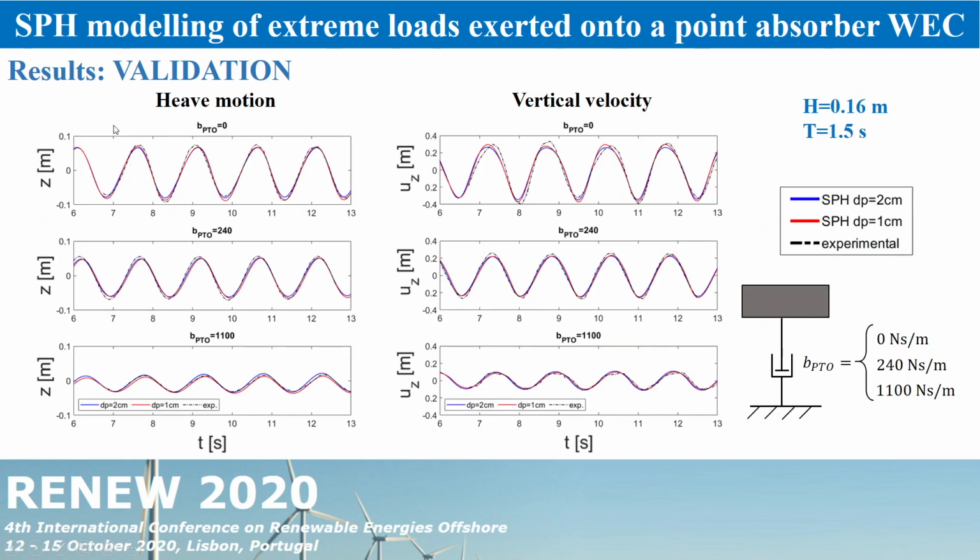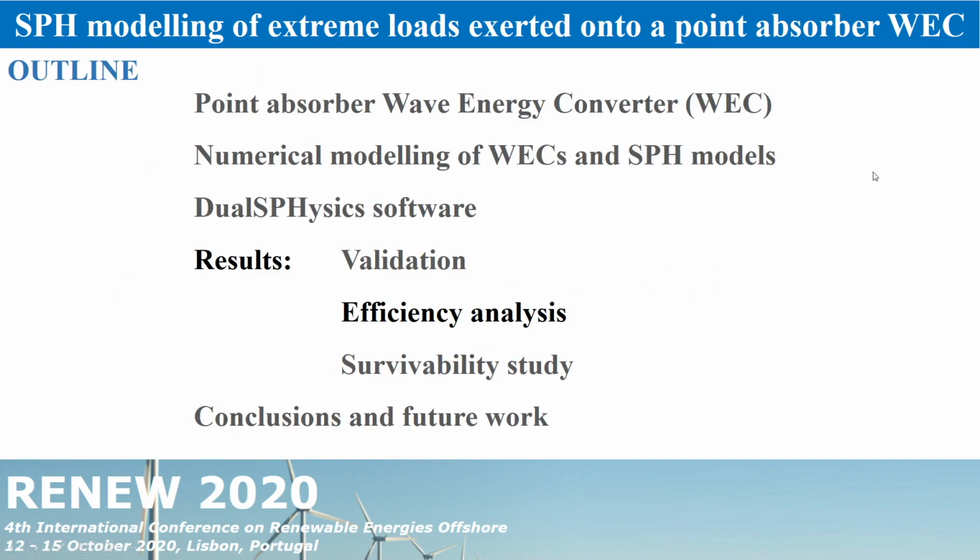If we compare the numerical results with experiments, we obtain these figures about the heave motion, vertical velocity. Blue and red are different resolutions for the numerical results. The black is the experimental one, and we can see that for different damping coefficients we get a nice agreement. So we are going to continue using the coarse resolution because the accuracy is good enough and we don't have to spend 30 minutes running. Just some minutes will be enough to get the results.